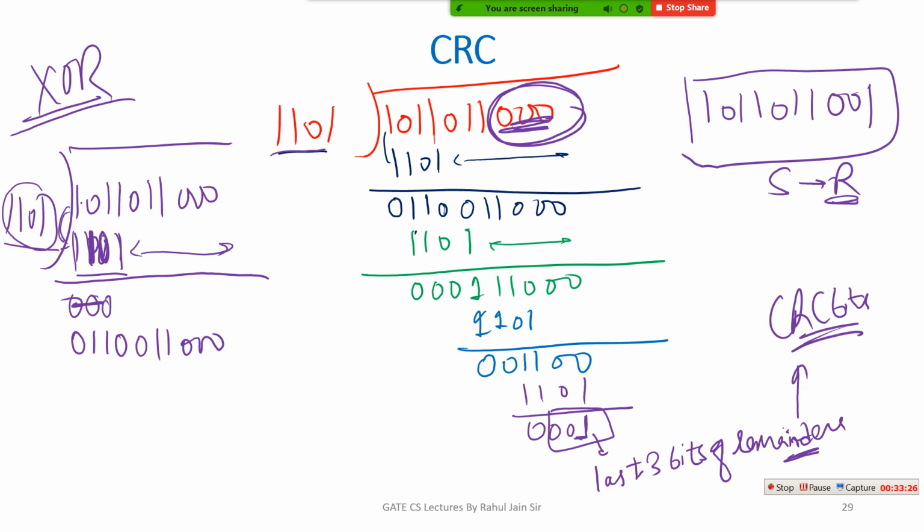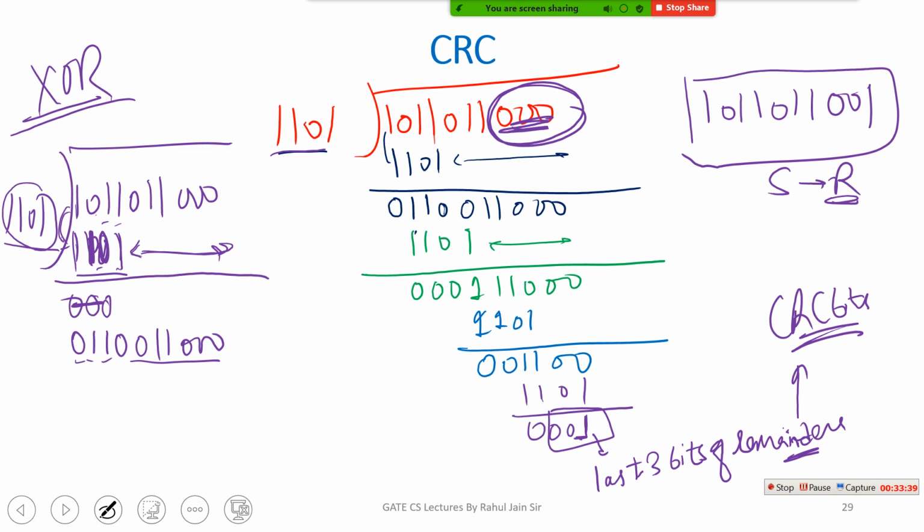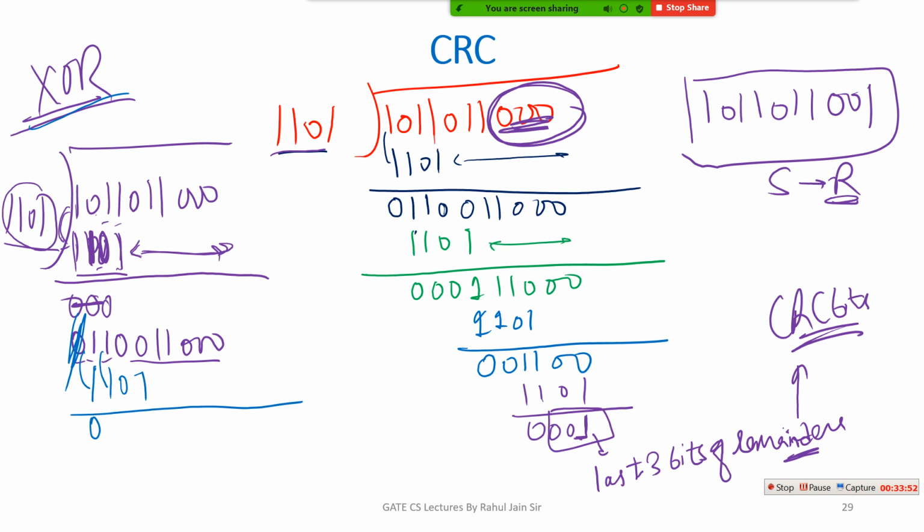I will again apply the XOR operation, but this first bit is of no use because it is 0, so I will leave it and start my XOR operation from here onwards with 1 1 0 1. The result of 1 1 is 0, of this 1 1 is 0, of this 0 0 is 0, and of this 0 1 is 1, and I will copy the remaining bits as it is, that is 1 1 0 0 0. So I don't have use of these 3 bits now. Are these steps clear to everybody, guys?